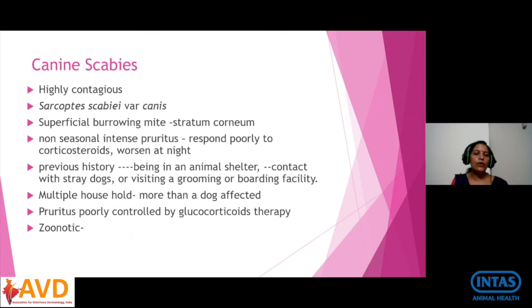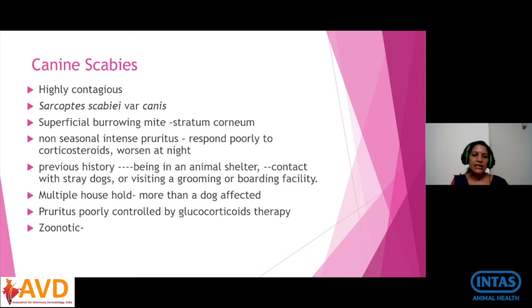So in cases with intense pruritus that is not responding to corticosteroids, we can consider scabies. This itching will worsen during the night. In the previous history, the animal has come in contact with other stray dogs, grooming facilities, boarding facilities or animal shelters. It is highly contagious, so in a household with multiple dogs, more than one dog will be affected. The pruritus is poorly controlled by corticosteroids alone. If you give corticosteroids without mange therapy, the pruritus will remain. That is also one of the indications of canine scabies.